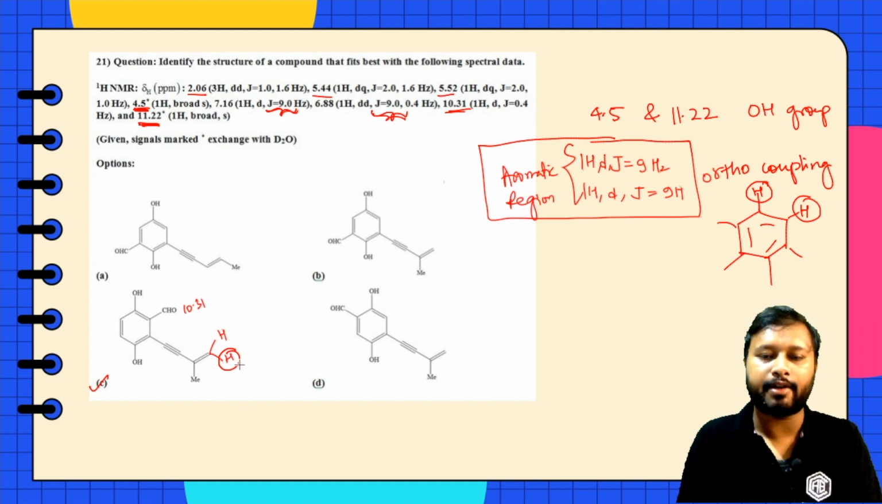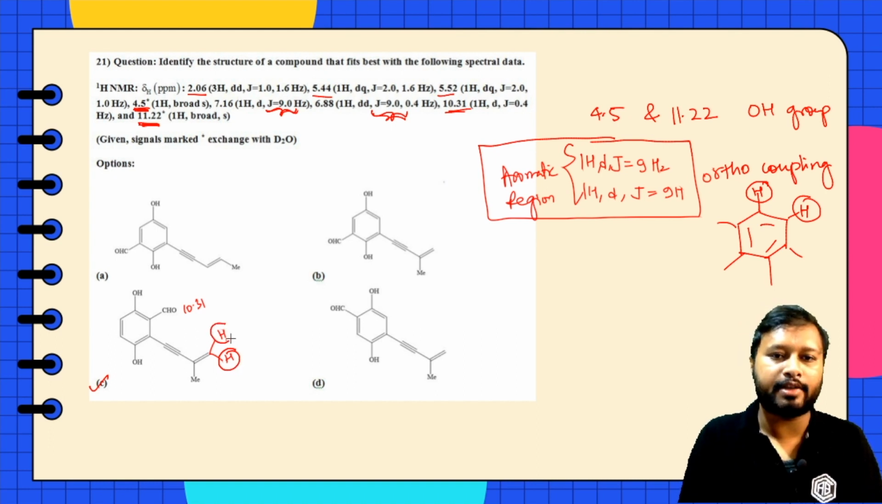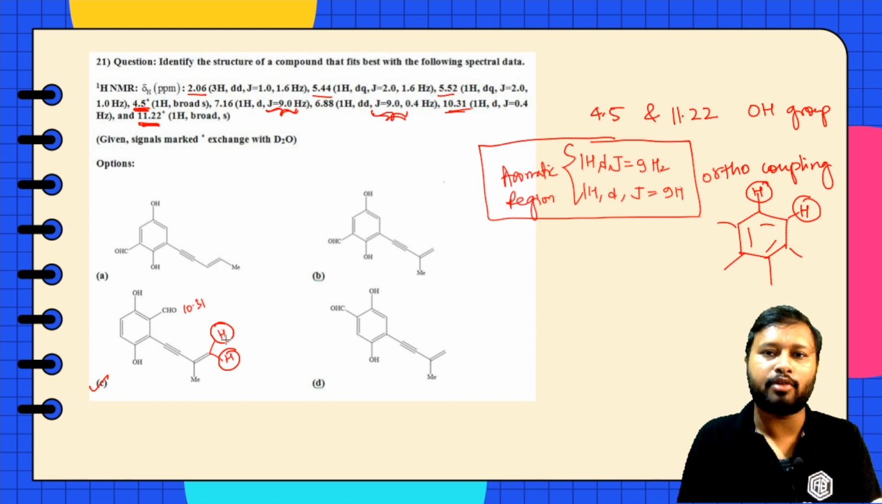So doublet of quartet. Same explanation goes for this as well. Now here you are going to get a geminal coupling and a trans coupling. So geminal coupling is giving at 2 hertz and that is giving you a doublet, and this trans coupling is giving you at 1 hertz, which is giving you a quartet. So basically doublet of quartet.